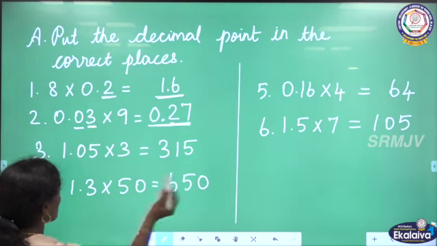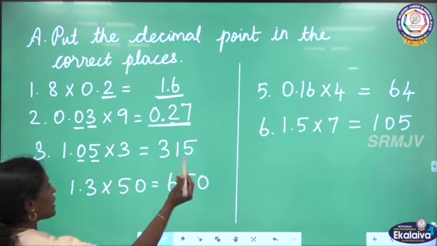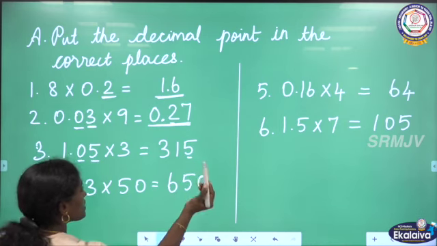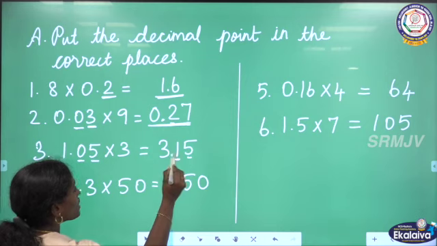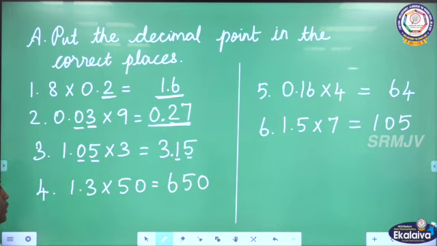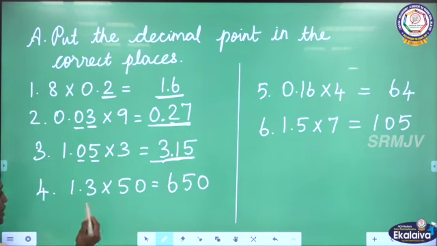See the next one, 1.05 into 3. Here the answer is 315. In the question, 2 decimal places. So, in the answer also we need 2 decimal places. So, from the last, before 2, 1, 2, before 2 digits, we have to keep the decimal point. It will become 3.15. Okay.